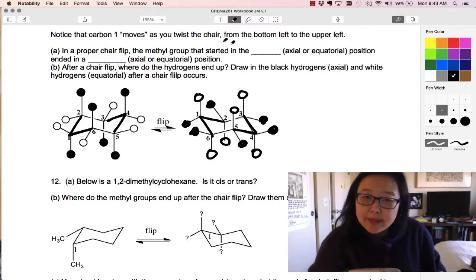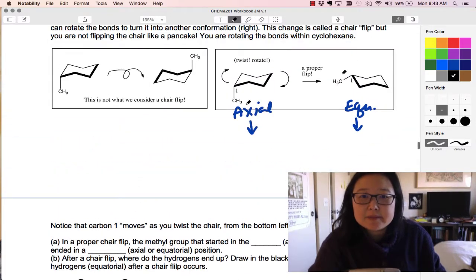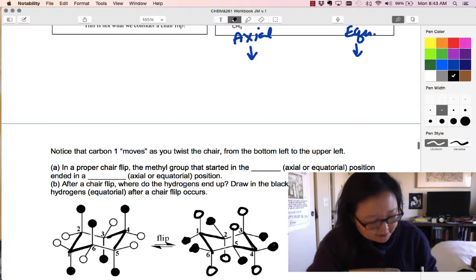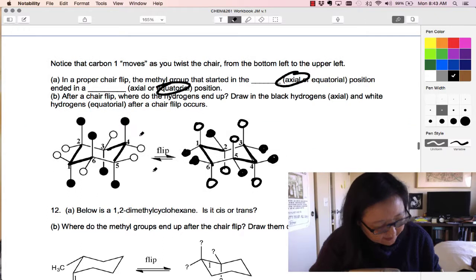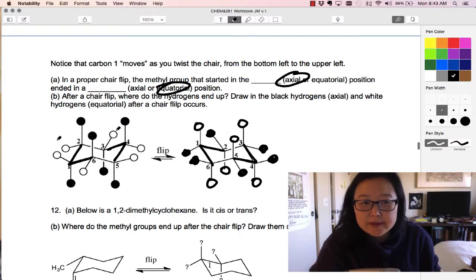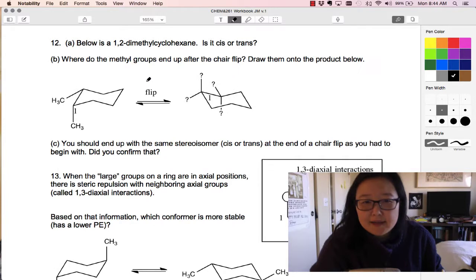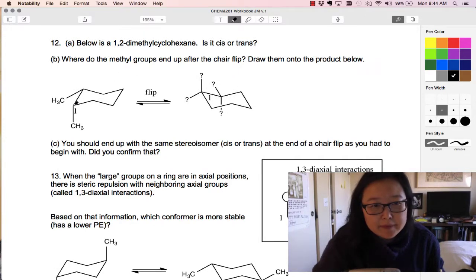So what you see is the methyl group that started in the axial position becomes equatorial. So I'm just going to fill that in right now. And then I drew all my equatorial white hydrogens in the axial positions, and after the flip, the black axial hydrogens became equatorial. All right, so let's look at carbon 1 here has an axial methyl group going down.